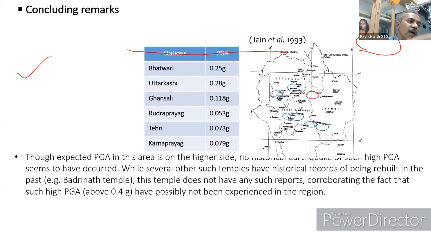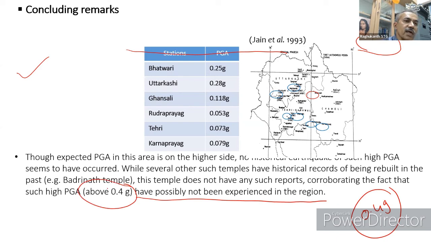And not only this, one can use this as an inverse problem also. Like this temple is standing for the last 1,000 years, and 0.4 G is required to collapse this temple. So you can say that in the last 1,000 years, this much PGA has not been experienced in this region. We can make a conclusion that this region has not experienced such high accelerations. But the Badrinath temple has been damaged and there are lots of historical records, so maybe that place would have felt higher peak ground accelerations.